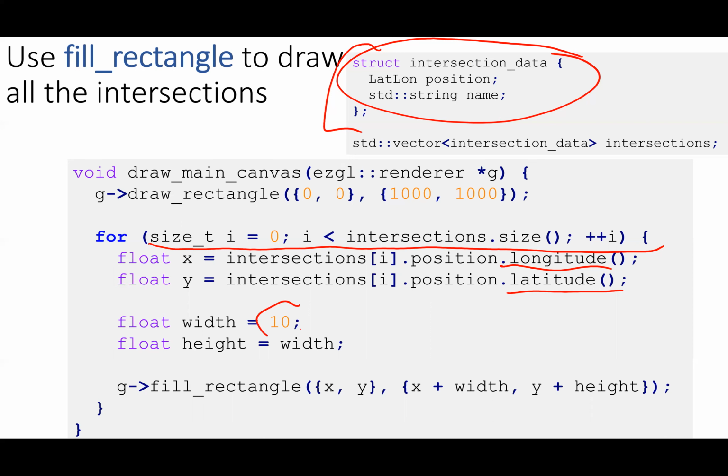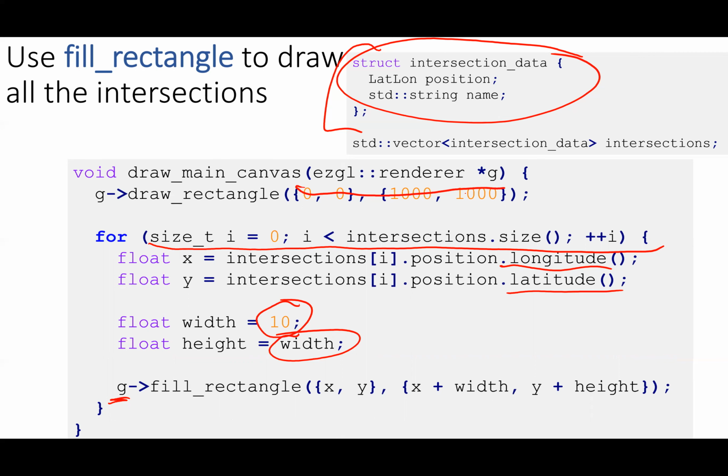I say my width is equal to 10 units, and my height and width are the same. And then I want to use my renderer object. That renderer object is the way I'm going to access all these EasyGL drawing functions, and that's why it's always passed in to my callback function so I can use it. I'm going to call a member function that, if you look in the EasyGL header file and the quick start guide, it's going to tell you about.